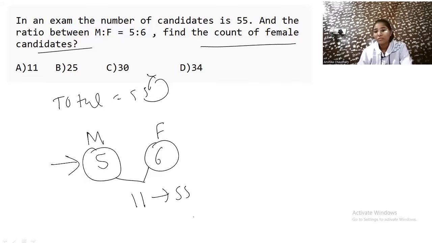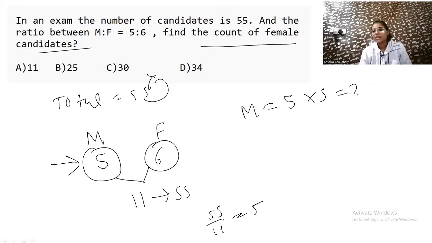So what will be the one part? One part will be 5. So we can say that male candidates will be 5 into 5, that means 25, and female candidates will be 6 into 5, that means 30. So from here we can mark our answer as 30.